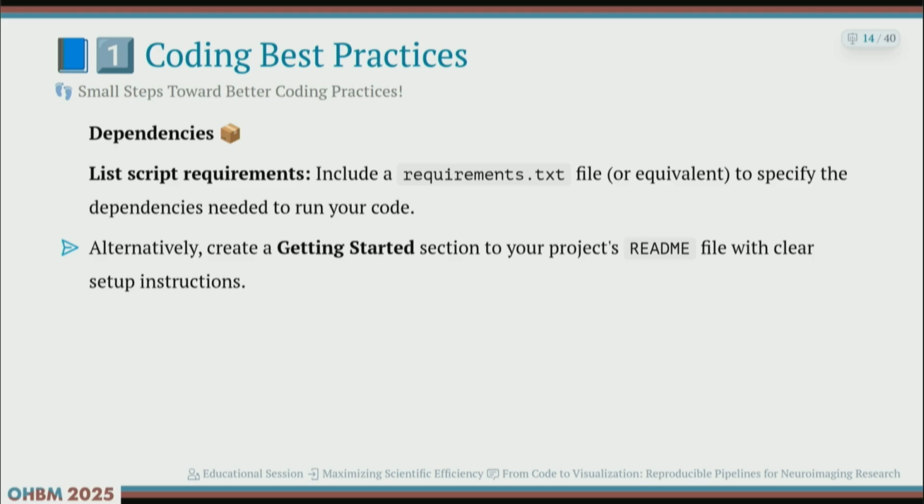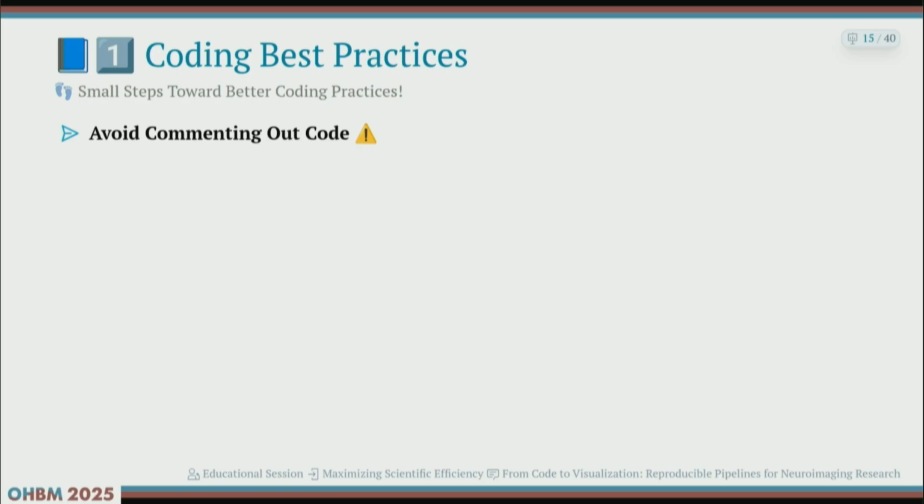And an alternative is to also provide a getting started README, assuming your code will live on a Git project, a Git repository somewhere. It's good to have a getting started section in your README where you briefly describe how someone else can use your code, and if they need to do any additional setups like a virtual environment or a Docker container for that.